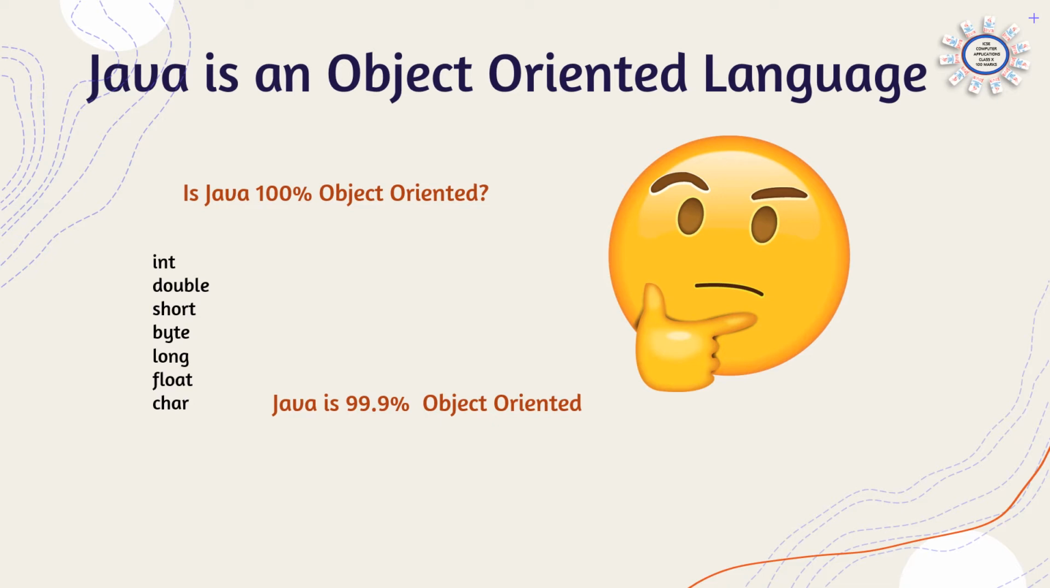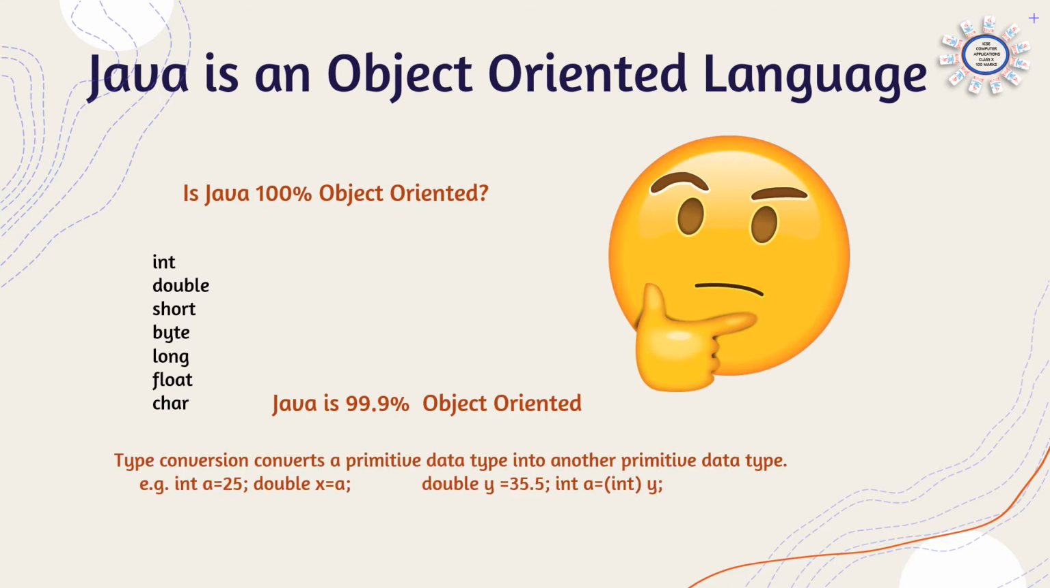So to overcome this problem, Java has the wrapper class. By using wrapper classes, we can convert the primitive data types into objects, so that in some programs where we don't need the primitive data types, we need objects. We have to use objects completely in the program. Then for converting the primitive data types to objects, we can use wrapper classes. And already we have learned type conversion. Type conversion converts a primitive data type into another primitive data type.